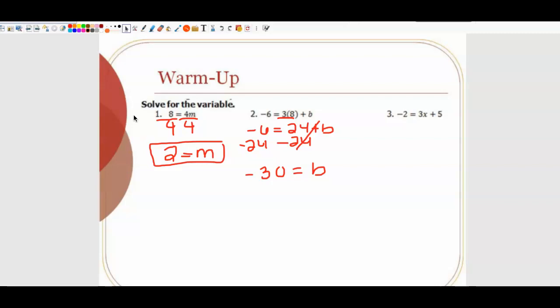And then in number 3, we have negative 2 equals 3x plus 5. So we're going to isolate the x by subtracting 5 from both sides. So you get negative 7 equals 3x. Divide both sides by 3. And we get x equals negative 7/3.